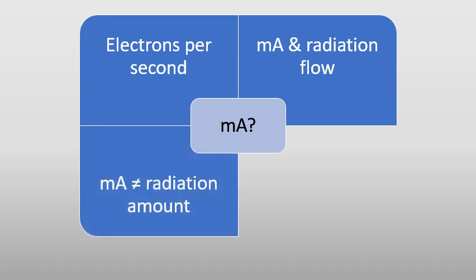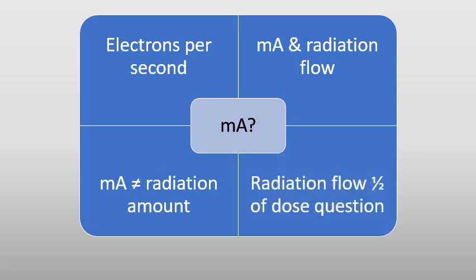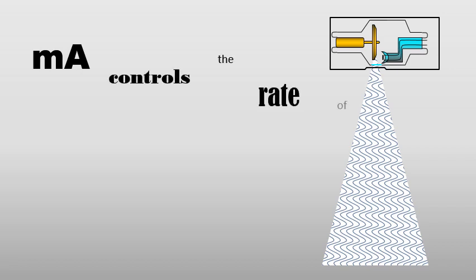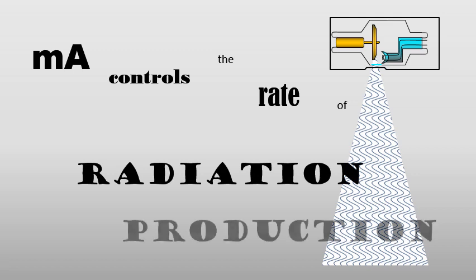It is important to understand that knowing mA alone does not determine the radiation amount. Since mA indicates radiation flow, it alone will not determine the amount of radiation used in a given image. So simply stated, mA controls the rate of radiation production.